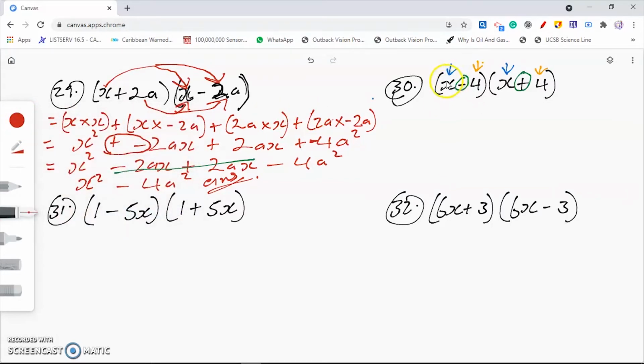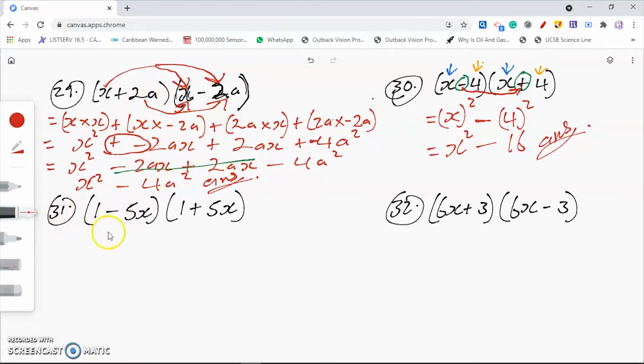You take the first term, x, and you square it. You take the last one, 4, and you square it. And then you say negative times positive is negative. So x squared minus 4 squared, which is 16. So you get x squared minus 16, and that's your answer there.